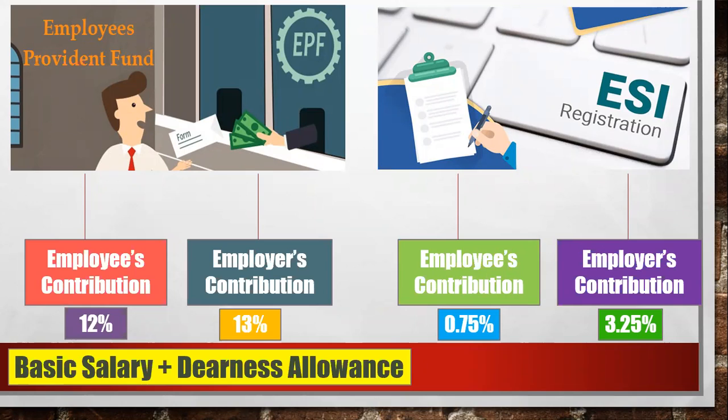0.75% of what? Gross salary. Yes, gross salary. See, your PF is calculated on basic plus DA, but ESI is calculated on gross salary. Everyone is clear here?